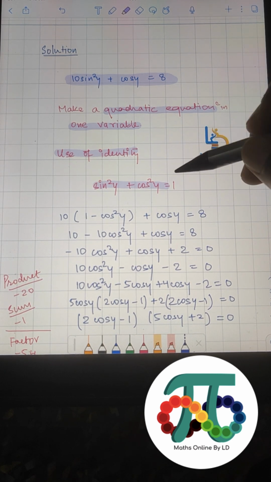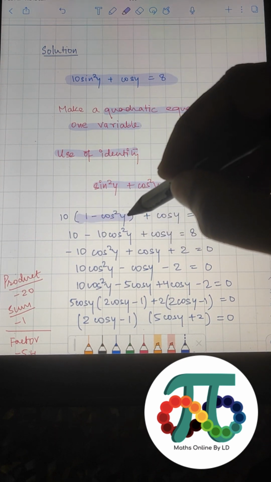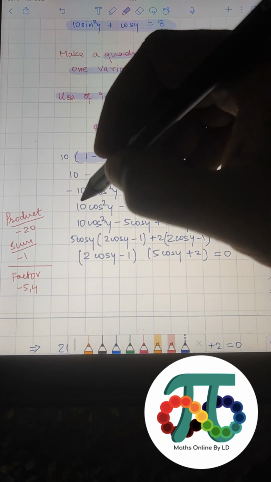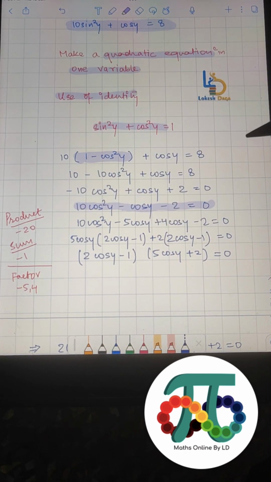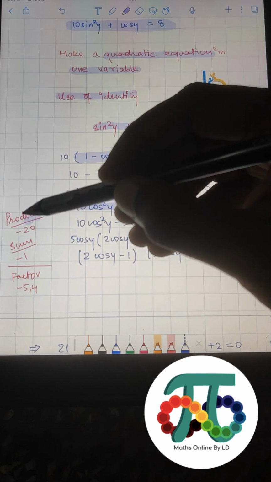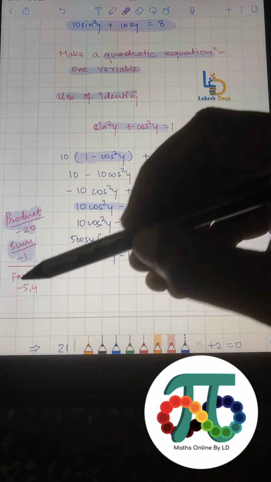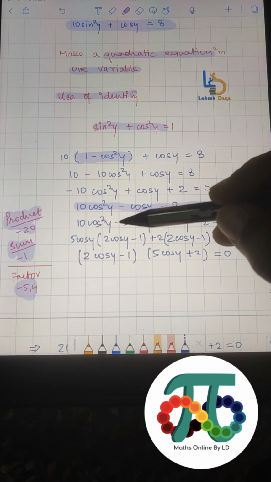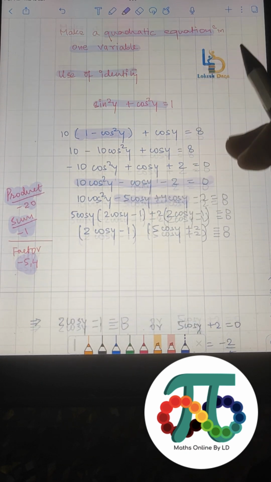So we can write sine squared y as 1 minus cos squared y, which we can substitute in terms of sine squared y. Now if you simplify, we'll get a quadratic, which is 4 cos squared y minus cos y minus 2 equals 0. Over here the product of this quadratic equation is negative 20 and the sum is negative 1. So the possible factors are negative 5 and 4. If you split the middle term, negative 5 cos y plus 4 cos y, we'll get these factors.